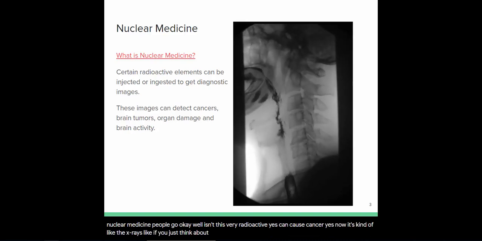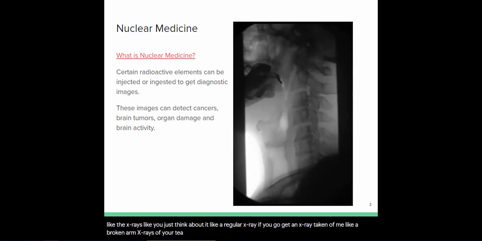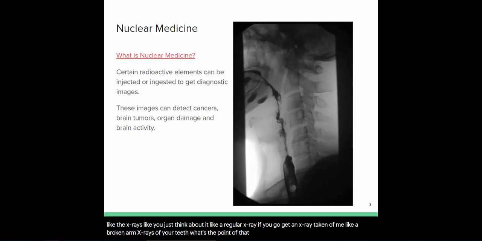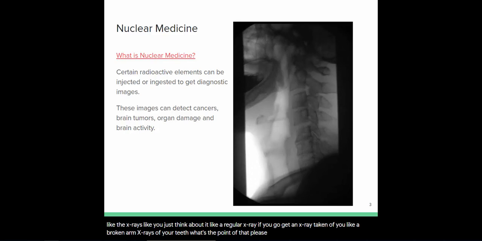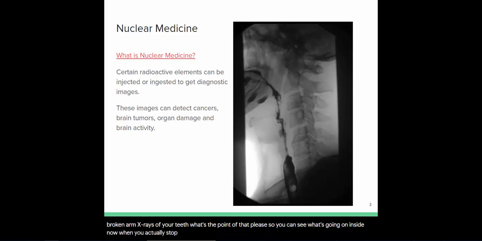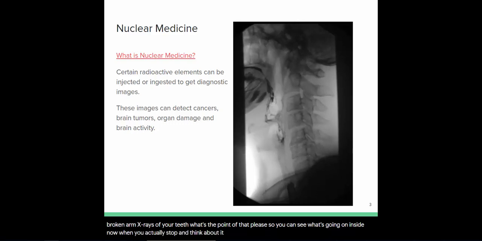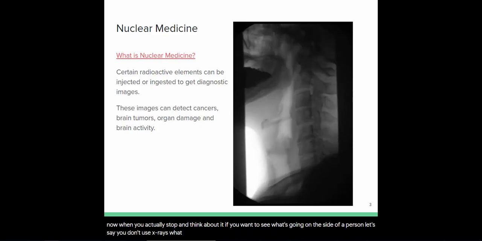Now, it's kind of like the x-rays. If you just think about it like a regular x-ray, if you go get an x-ray taken of your broken arm, or x-rays of your teeth, what's the point of that? Why do doctors take x-rays? So you can see the bones. So you can see what's going on inside. Now, when you actually stop and think about it, if you want to see what's going on inside of a person, let's say you don't use x-rays, what do you use?